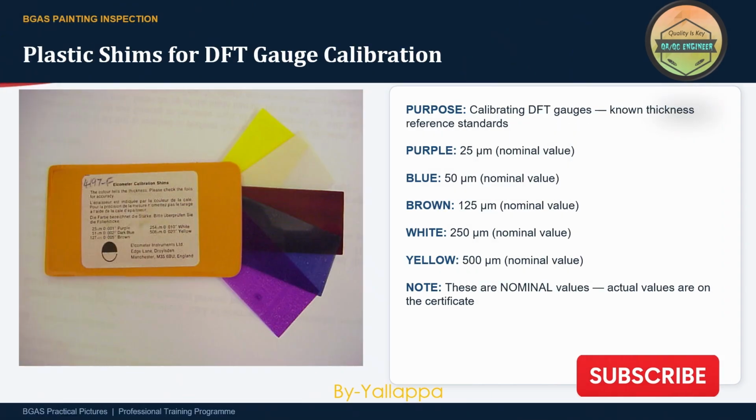This slide shows calibration shims. Calibration shims are precision foils with certified thickness values used to verify the accuracy of coating thickness gauges. Before performing dry film thickness measurements, inspectors must confirm that the gauge provides accurate readings across the expected thickness range. Failure to perform calibration verification may result in acceptance of non-compliant coating systems. A common examination question asks why calibration shims are used. The answer is simple: to verify instrument accuracy before measurement.